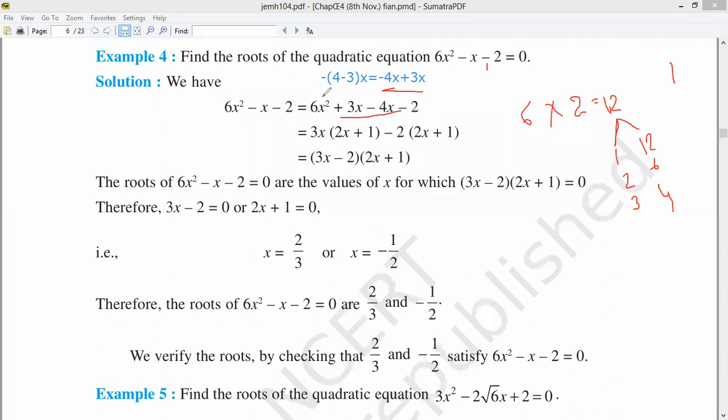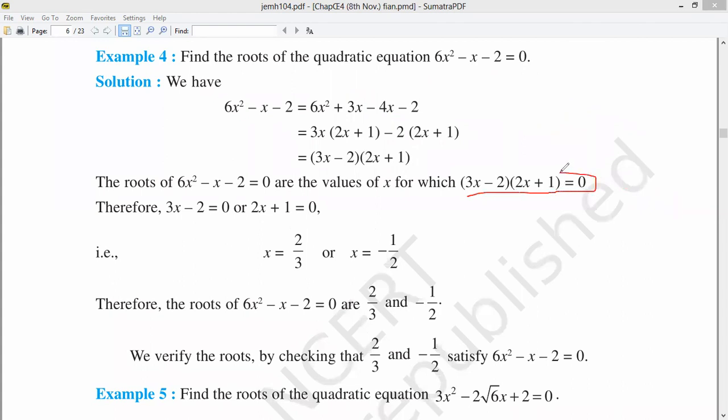Now from 6x square and 3x, when we take out 3x as common, the remaining value is 2x plus 1, and from minus 4x and minus 2, when we take out minus 2 as common, the remaining value is 2x plus 1. Now when we take out 2x plus 1 as common, the remaining value is 3x minus 2. So this equation 6x square minus x minus 2 can be written as 3x minus 2 into 2x plus 1 is equal to 0.